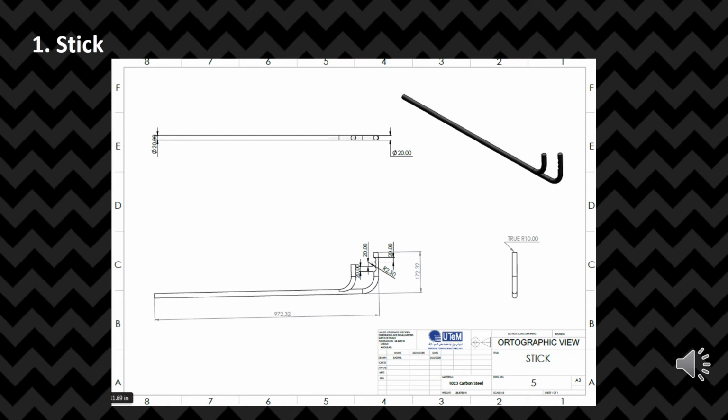Number 1, stick. After we discussed among our members and looked for the design improvement, we decided to design our stick like this. Our stick diameter is around 20 millimeter and the length of the stick is 972.32 millimeter. The material of the stick is carbon steel and we need 2 quantity of this stick.